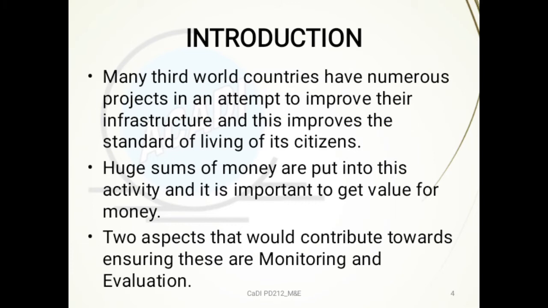Introduction. Many third world countries have numerous projects in an attempt to improve their infrastructure, and this improves the standards of living of its citizens. Huge sums of money are put into this activity, and it is important to get value for money.